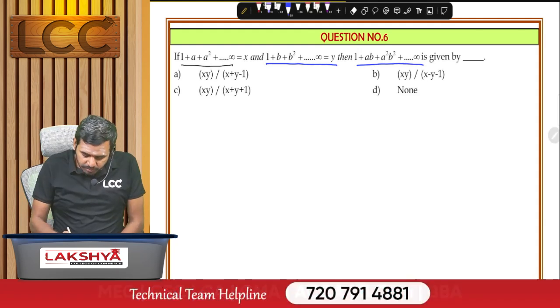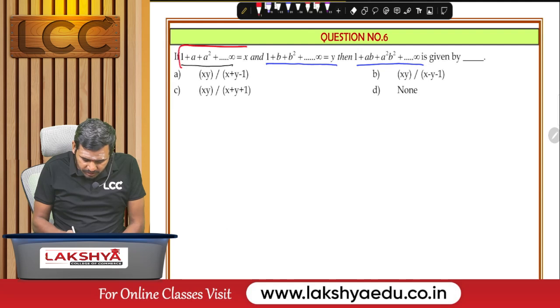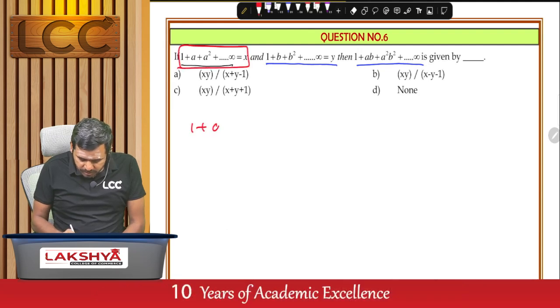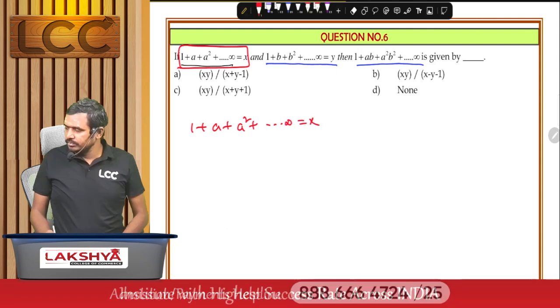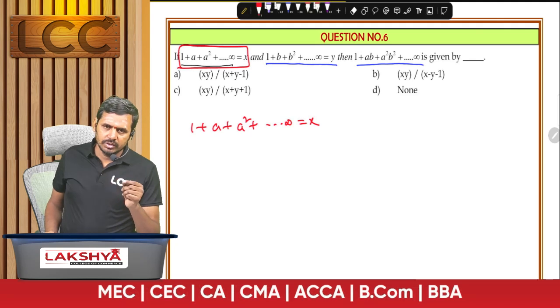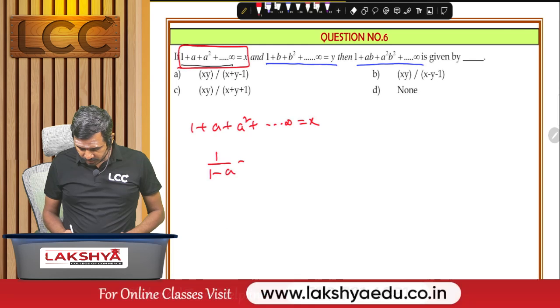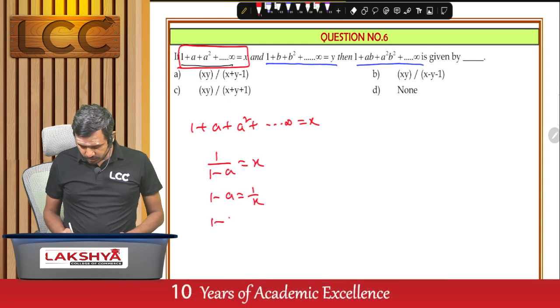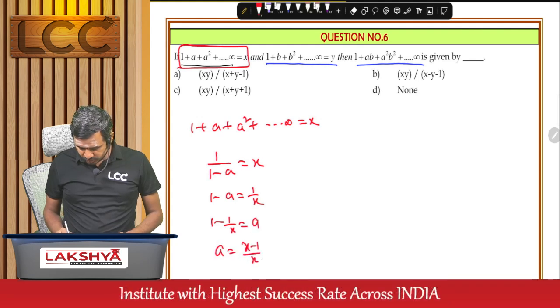First of all, let us simplify the first expression. Let us take the first one: 1 plus a plus a square and so on up to infinity is x. Obviously it is in GP. The first term is 1 and the common ratio is a, so the sum of infinite terms 1 by 1 minus a is equal to x. 1 minus a is equal to 1 by x. 1 minus 1 by x is equal to a. Therefore a is equal to x minus 1 by x.